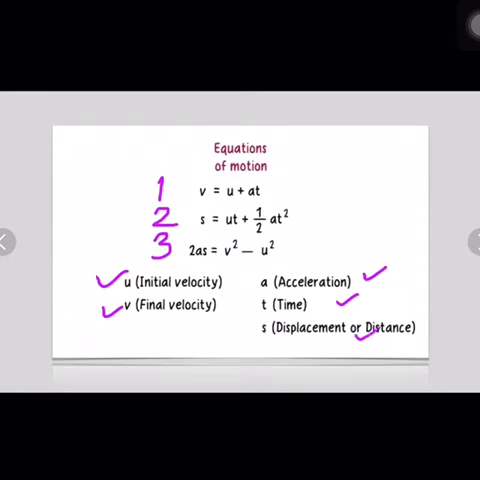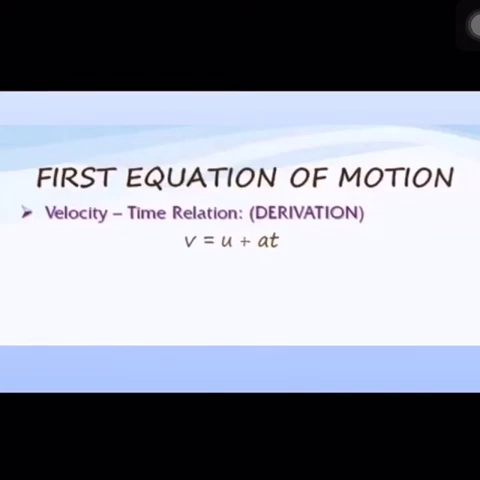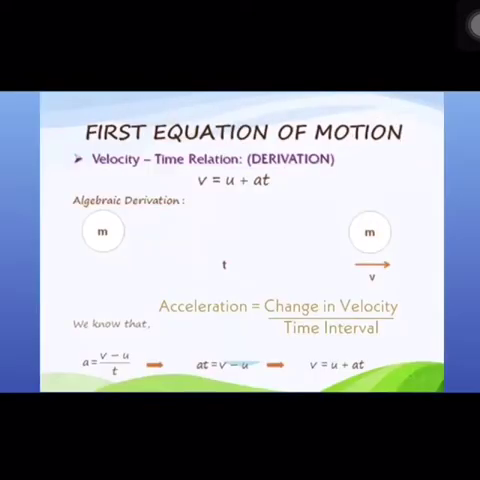distance or displacement. These equations of motion are one of the most important topics of this chapter, and now we will see how to derive these equations one by one. Let us start with the first equation of motion. The first equation of motion is also known as the equation for velocity-time relation and is given by v = u + at. Now let us see how to derive it.